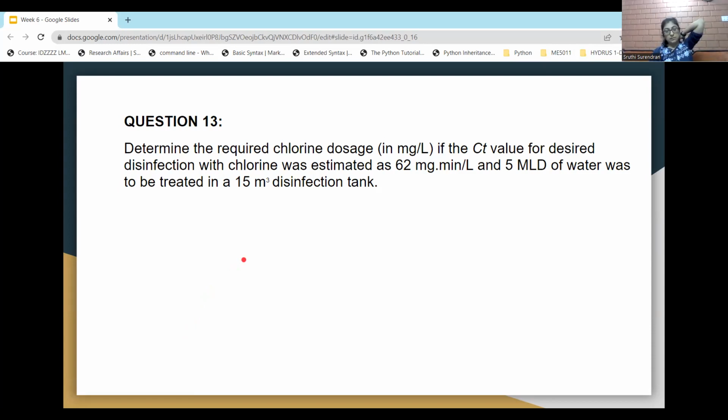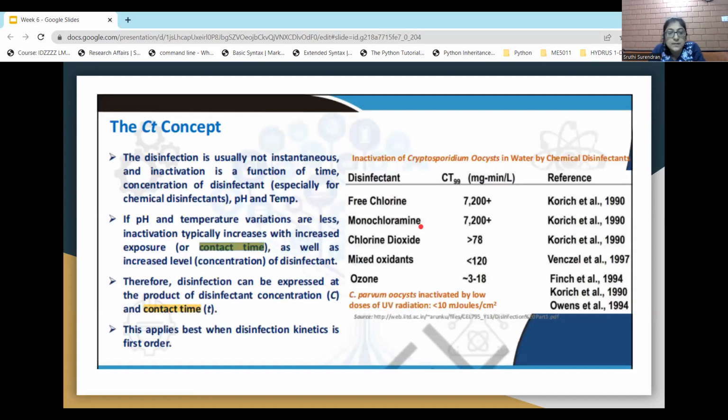Okay, so if you're familiar with the terms, this is something that you can do very easily. Let's move on to the explanation. The CT concept is nothing but, like I told, sometimes disinfection is expressed in terms of CT. C is the concentration of the disinfectant and T is the contact time. Contact time is the time that is required for the disinfectant to be in water so that the disinfection process will take place efficiently. So it is sometimes represented in terms of CT.